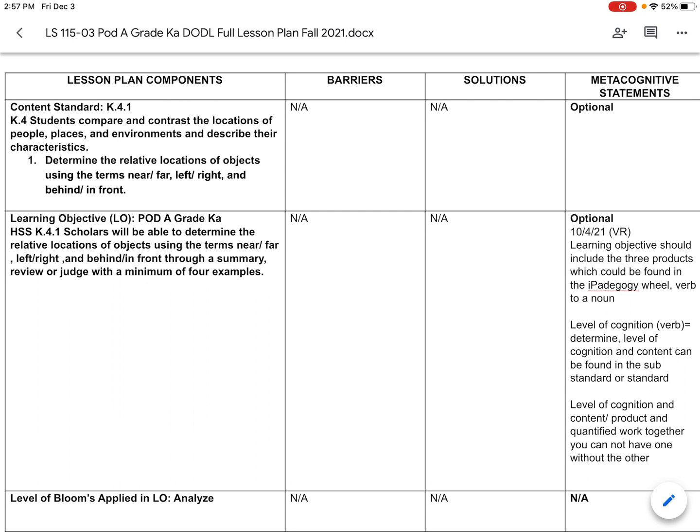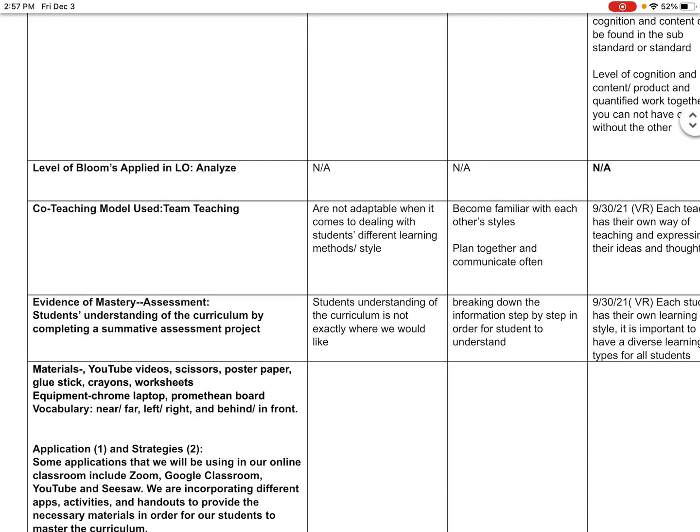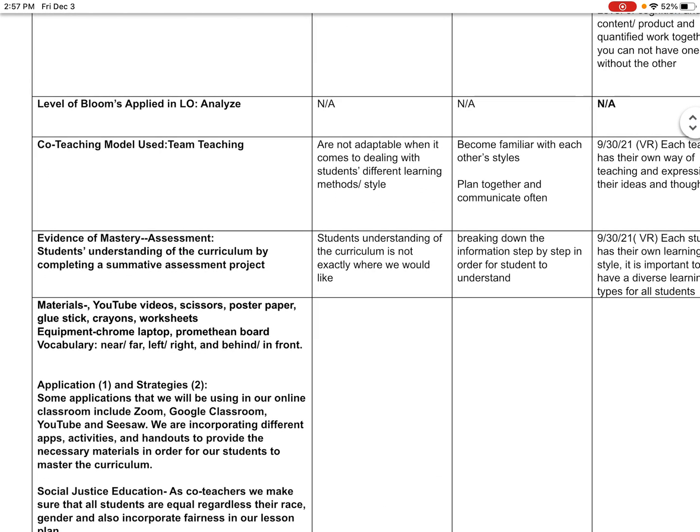Our learning objective is HSS, Grade Kinder, Standard 4, Substandard 1. Scholars will be able to determine the relative locations of objects using the terms near, far, left, right, and behind, in front through a summary review or judge with a minimum of 4 examples. Our level of Bloom's applied in our learning objective is analyze.